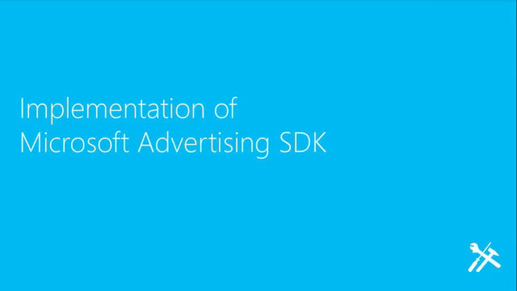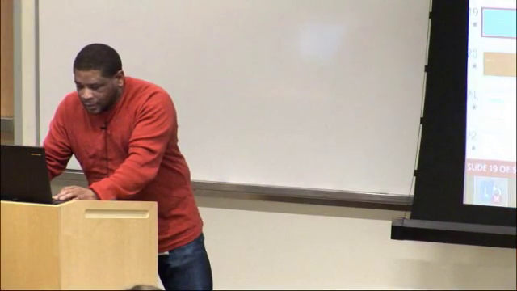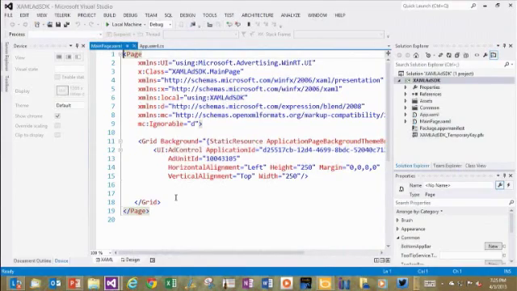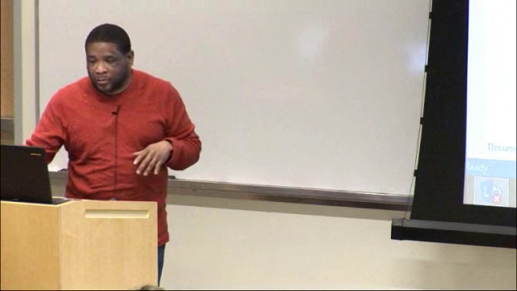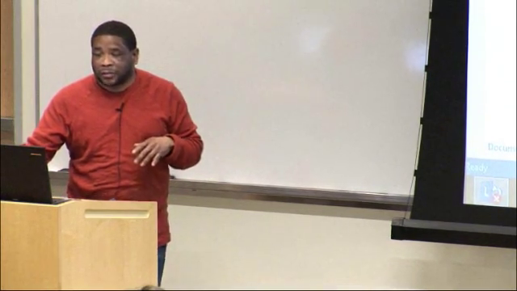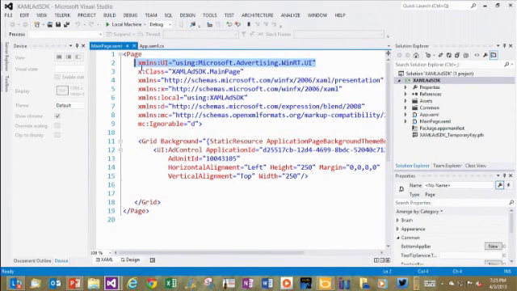All right, so let me just show a couple of things that I want to show. Let me show you how easy it is to do the Ad SDK. I know we say it's two lines of code. It really is two lines of code, I just kind of broke it up. The first thing that you're going to do is, in XAML, add the reference to the namespace, so I can use the namespace for the Ad SDK.